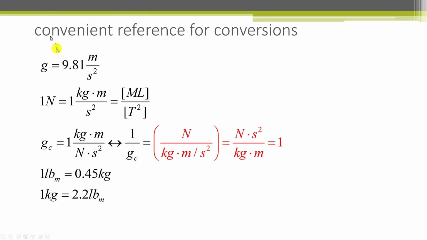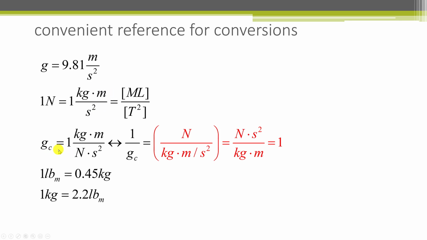So here are a few conversion factors. g in the SI system, the standard gravitational constant, is 9.81 meters per second squared. 1 newton is equal to 1 kilogram meter per second squared. We'll talk about this later. These are dimensions, so mass times length over time squared is what these units are.